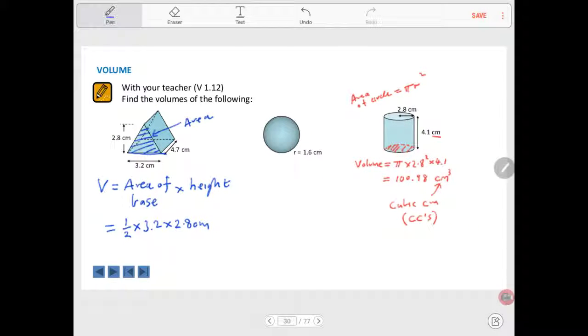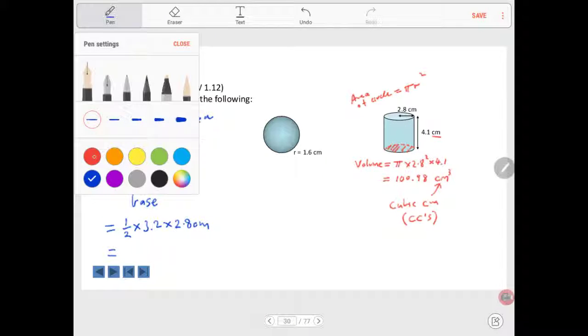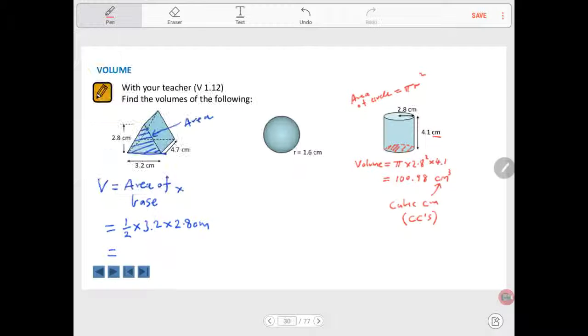If you're confused, get me over to have a chat about it. Maybe I didn't word that very well. Now I'm just going to change the color on the height. Here we're talking about the height of the prism, not the height of the triangular base, and that's our height along this side. So multiplying this by 4.7.